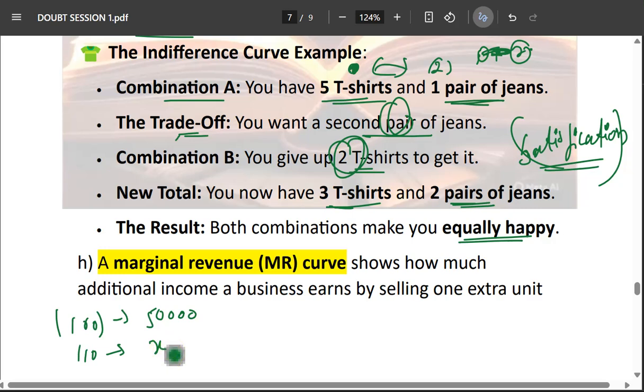How much more money am I earning? How much additional income am I getting on top of this 50,000? That is what the marginal revenue curve will show you.